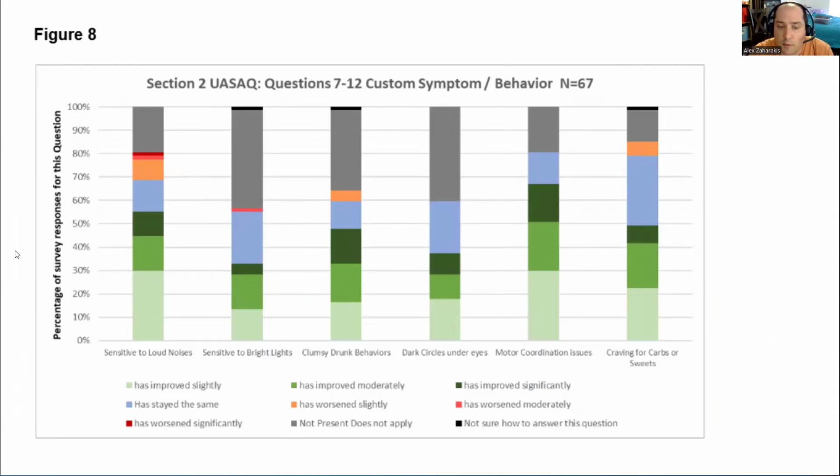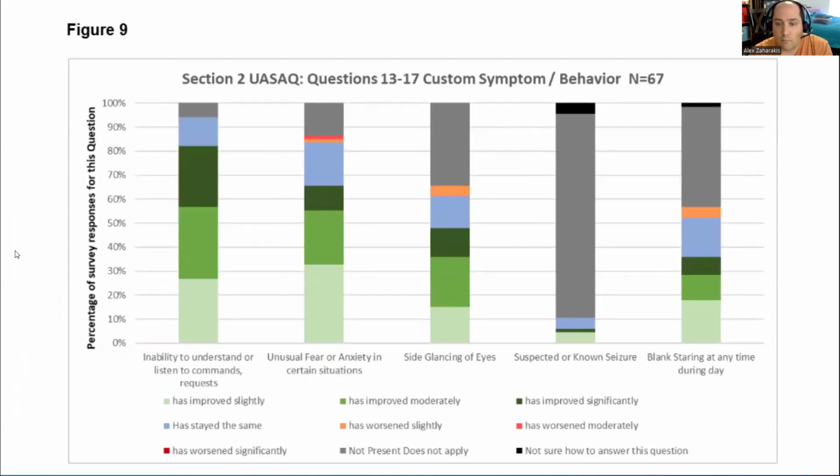I'm going to pause a little bit on this. Sensitivity to loud noises, bright lights, craving for carbs and sweets. Questions 13 to 17. Unusual fear or anxiety in certain situations. Side glancing of eyes. Look at the suspected or known seizures. You can see here's the improvement bucket, but then this is a huge NA. At least that's what the caretaker is reporting.